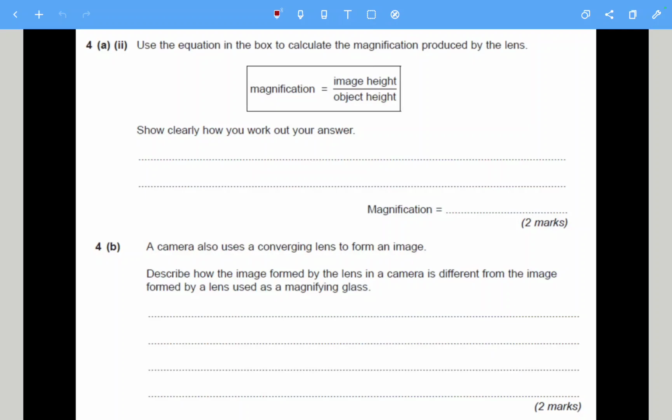So the next question is asking you to calculate the magnification. Now these equations typically aren't given unless you're on foundation. I don't think so anyway, I'm not sure. It might be on the data sheet, I'm not sure. But it's just image over object.